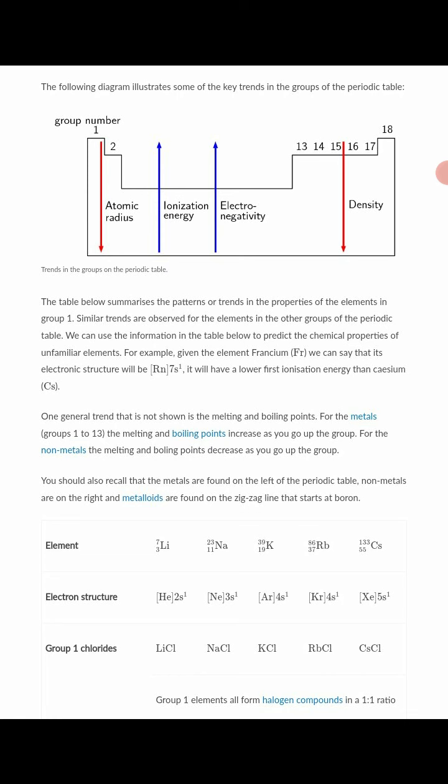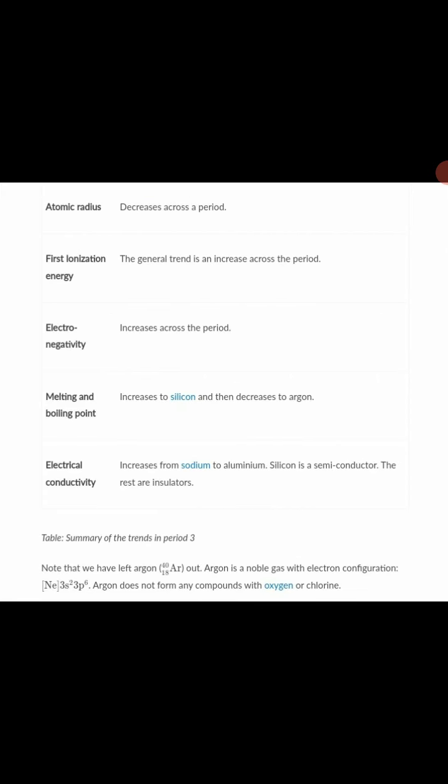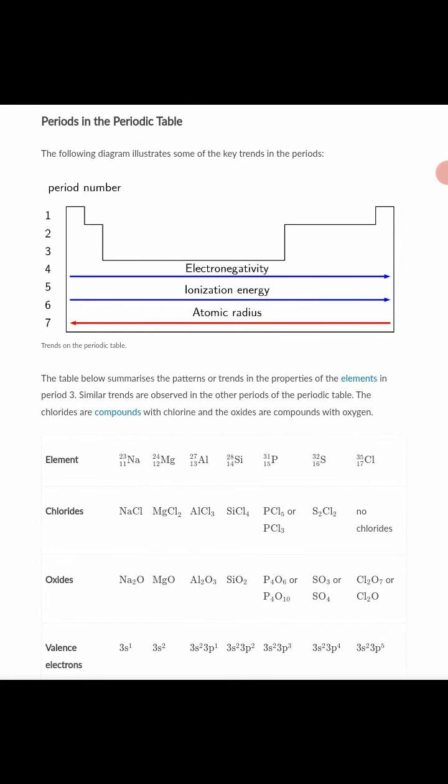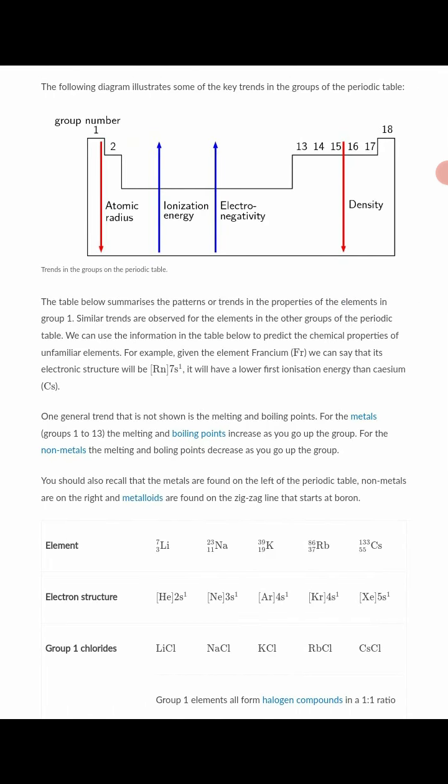So for the group, atomic radius increases down the group, ionization energy decreases down the group, electronegativity decreases down the group. For the period, we see that electronegativity increases across the period, ionization energy increases across the period, atomic radius decreases across the period, but for the group, it increases down the group.